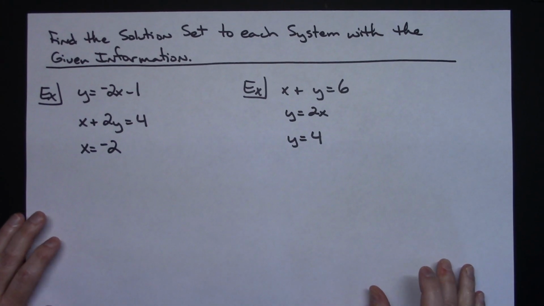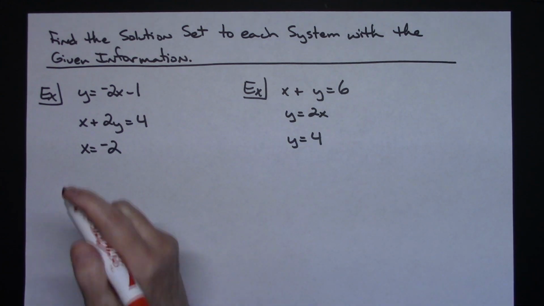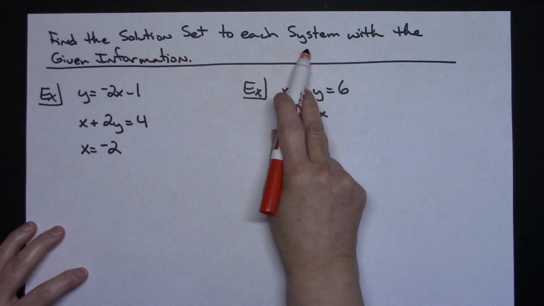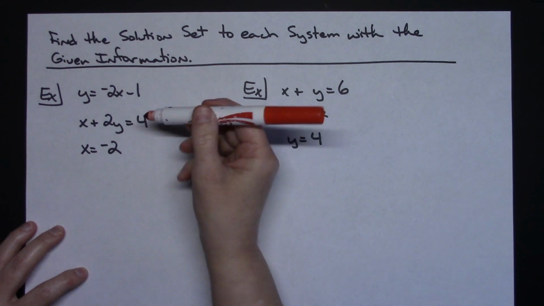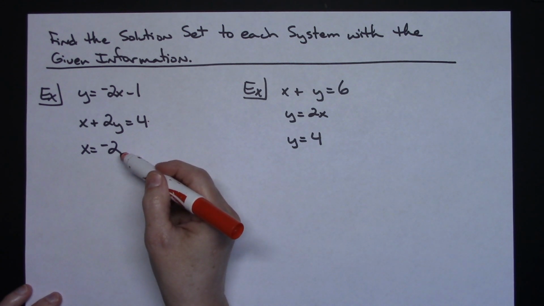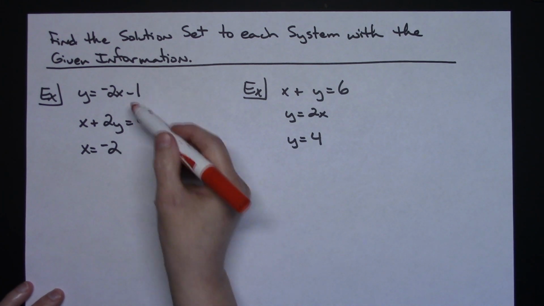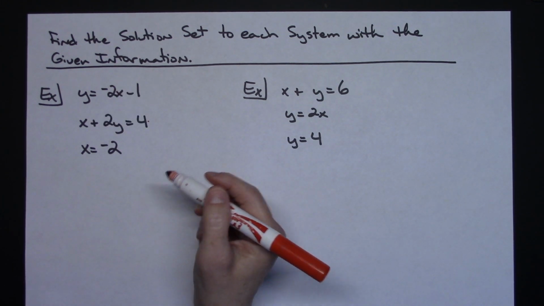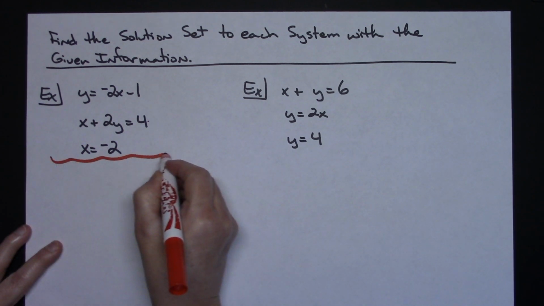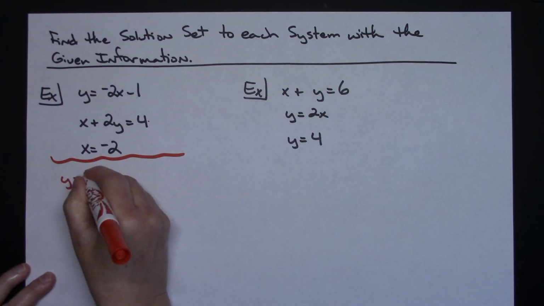Alright, now trying to stay with this concept. Another type of question that they could pose for you to see if you truly understand that the solution is an ordered pair. It's going to say find the solution set to each system with the given information. So they give you, again, 2 equations, and they tell you x equals -2. So what we're going to do is take this x and plug it into one of those 2 equations up there to find our y value. I'm just going to pick the top one because that's already solved for y. So let's take y equals -2.